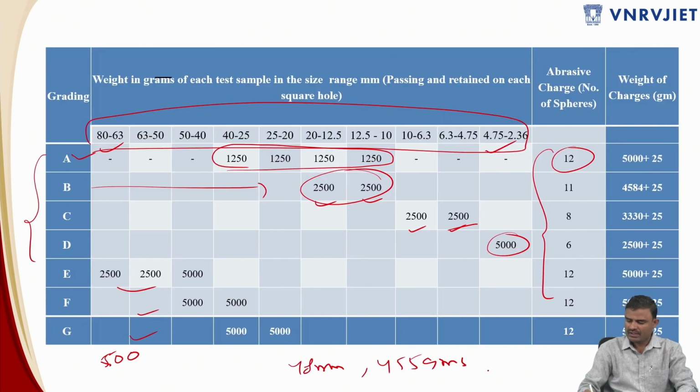So these are the different gradations we are going to add. According to your requirement, you can select any grade, and you have to select the number of steel charges, and subject the abrasion machine to the number of revolutions as per your requirement. If it is ABCD grade, you have to go for 500 revolutions. If it is EFG, you have to go for 1000 revolutions.